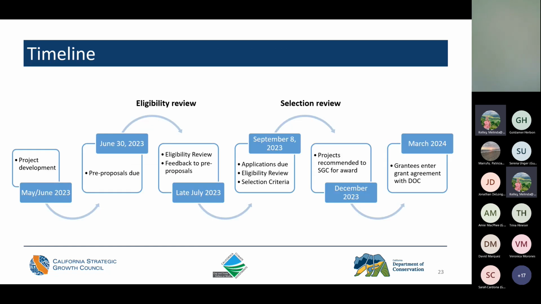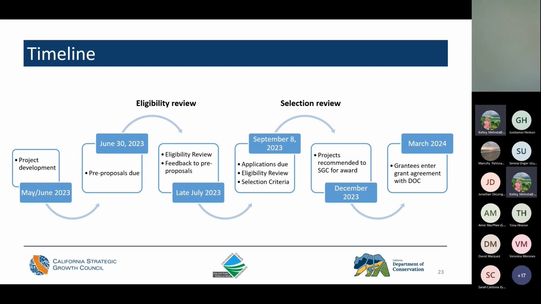And now I'll just talk briefly about the timeline and then open things up for questions. So at this point in time, folks, I'm sure, are busy working away on their projects and developing how they want to present that in the pre-proposal. Pre-proposals are due at the end of June, so a little over a month from now. We'll take a look at those, and as I said, we'll go through the eligibility review and then provide feedback to those pre-proposals probably about a month later in late July. And then from there, the applicant can work on developing that final application, and those are due on September 8th.